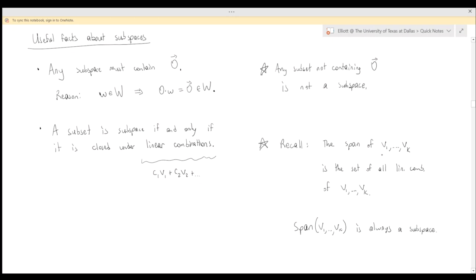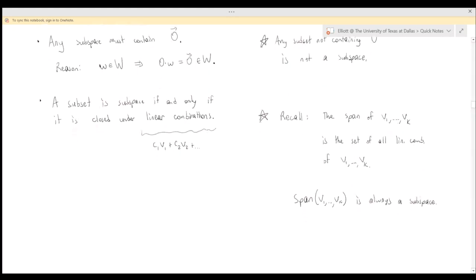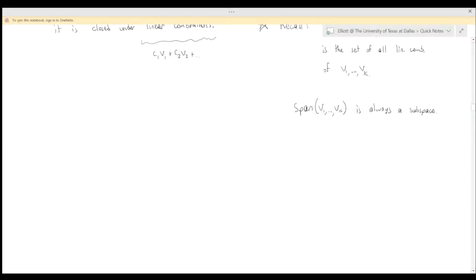The reason is that since it contains all the linear combinations, it's by definition going to be closed under linear combinations because it contains all of them. And so therefore the span of any collection is always a subspace, all right? So that's a useful fact to know. All right, so now with the time I have remaining, I'm going to quickly go over subspaces of matrices.